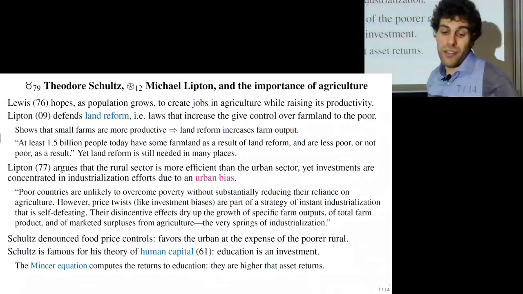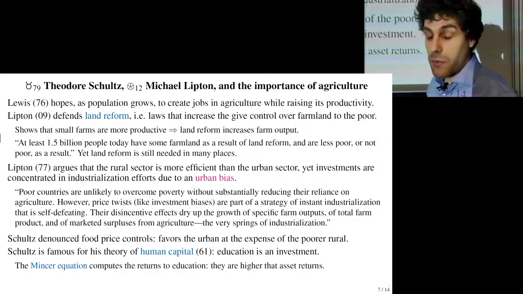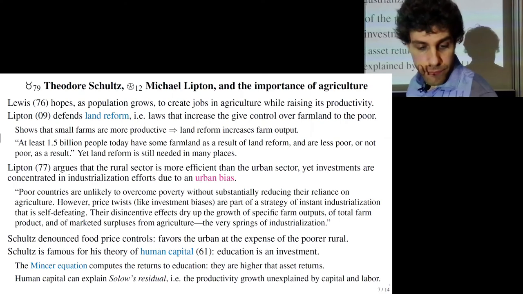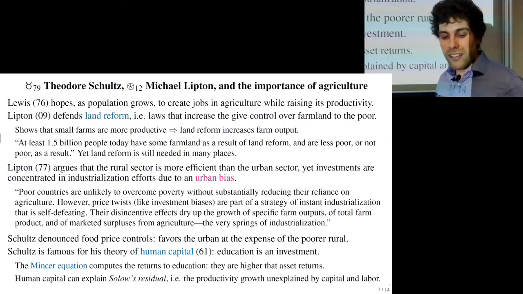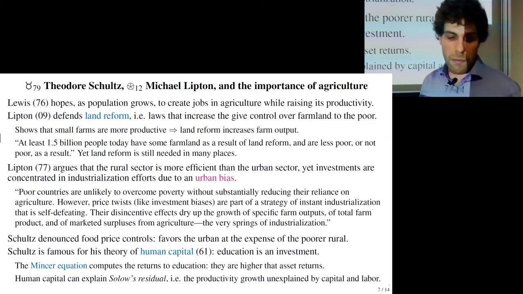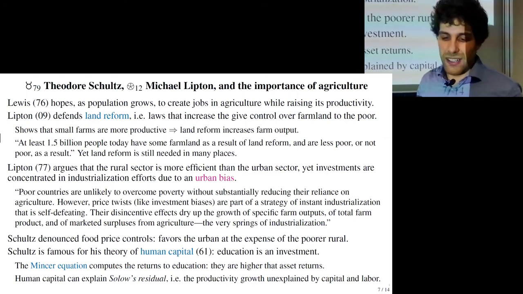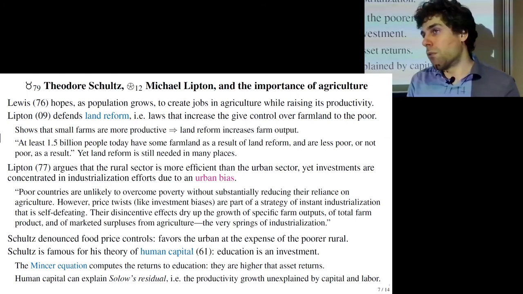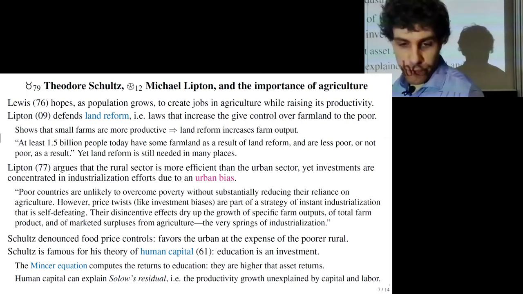And generally, the result is that the returns to education are higher than the returns to other kinds of assets. And this human capital can explain the Solow residual. I don't know if you remember, but it was this unexplained growth in productivity, unexplained by capital and labor, that can be explained by human capital's level of skills.